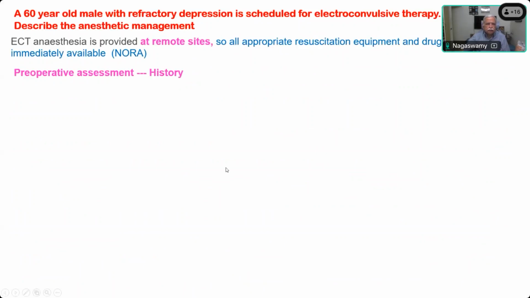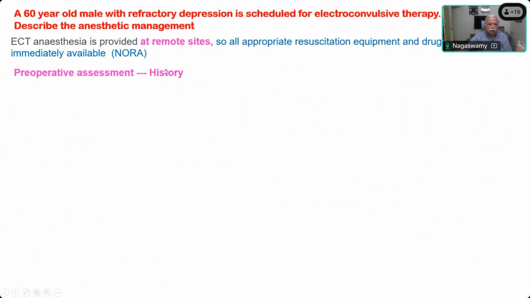60-year-old male with refractory depression scheduled for electroconvulsive therapy. Describe the anesthetic management. Okay, so that is the question. So ECT anesthesia is provided at remote sites. So all appropriate resuscitation equipment and other drugs should be readily available.